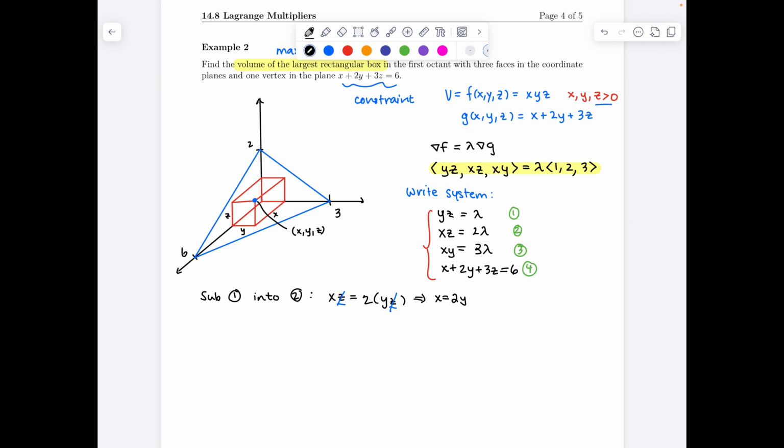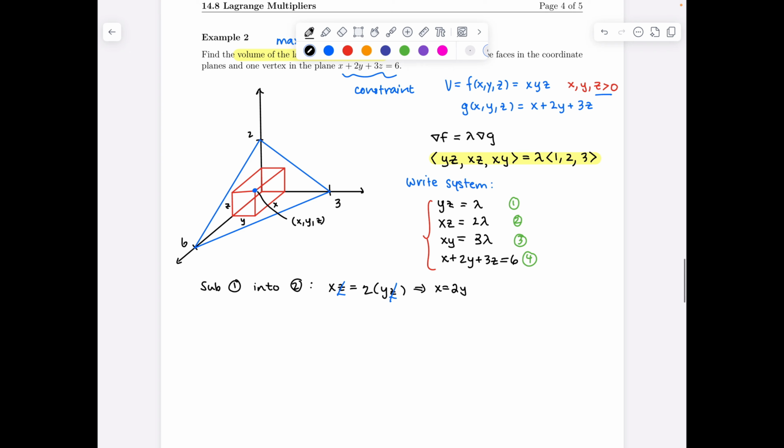So that's what equation subbing equation 1 into number 2 would give us, but we could also sub 1 into 3 as well. And that would tell us that xy is equal to 3 times lambda, and lambda, according to equation 1, is yz.